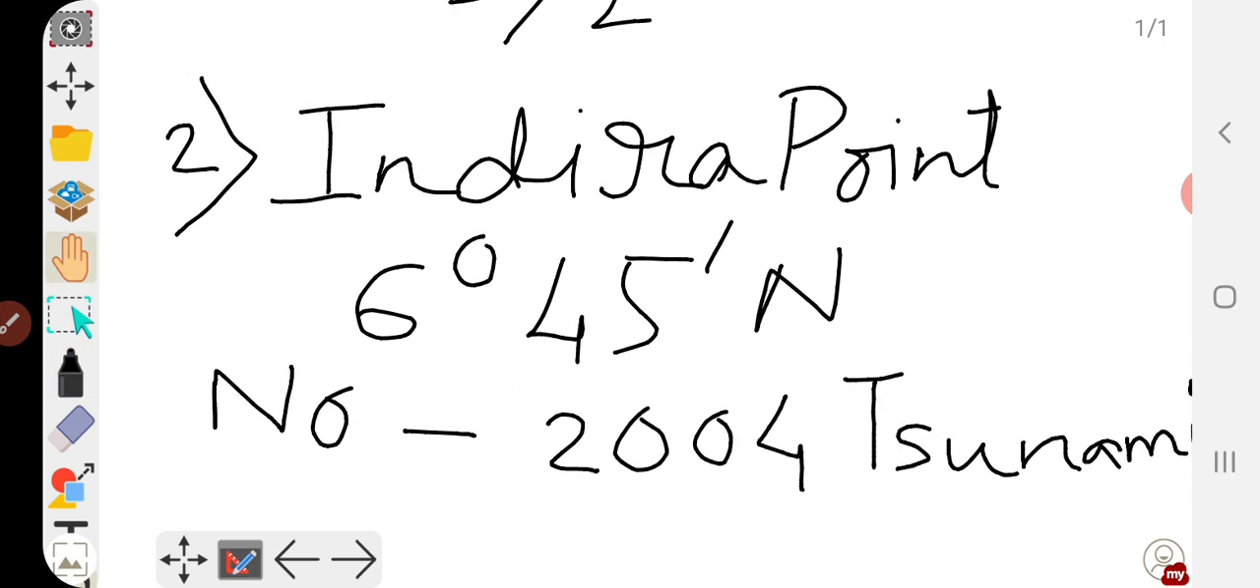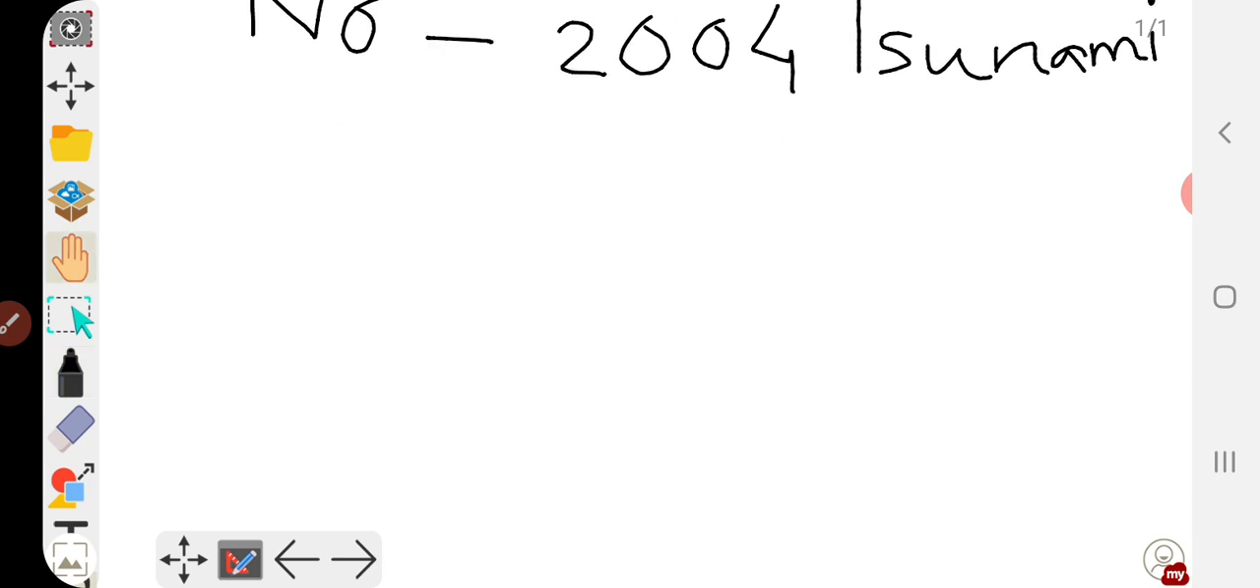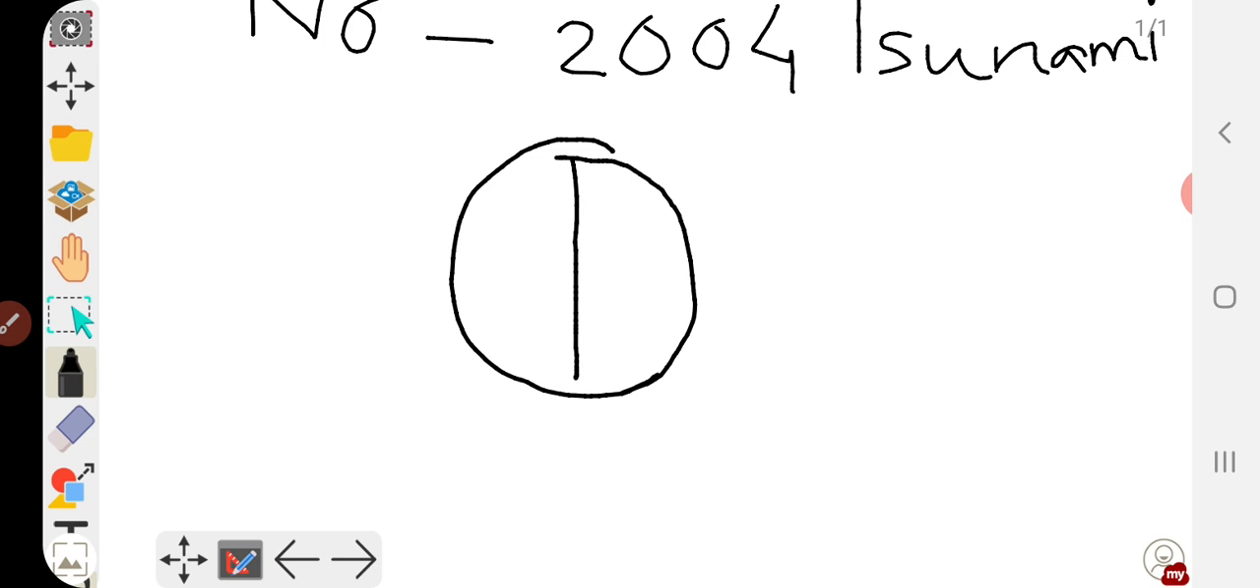Next question: India lies in the northern and the eastern hemisphere. Justify. Now what is the answer to this question? I am just explaining it by drawing a small diagram of a globe. This is our prime meridian. This is North Pole. This is South Pole. And this is 0 degree.